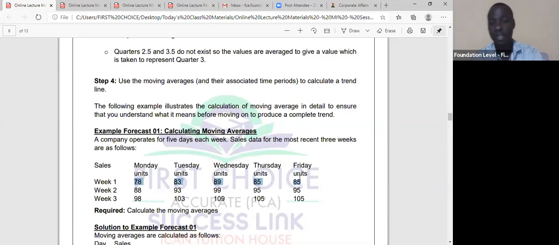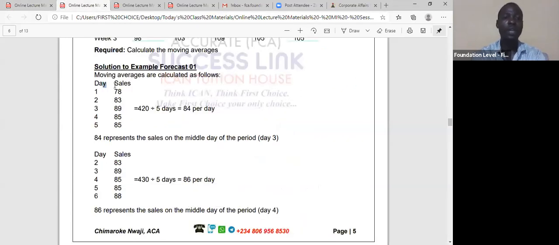Then look at the data for all of these. Now, you are looking for the average. How do you get the average? Let's do it together. The average will take the 78 for day 1 plus 83 for day 2 plus 89 for day 3 plus 85 for day 4 and 85 for day 5. You have your 420, which was written down here. Because this is the total value for the week of 5 days, to get the average we divide by 5, which gives 84. That is 84 naira per day.